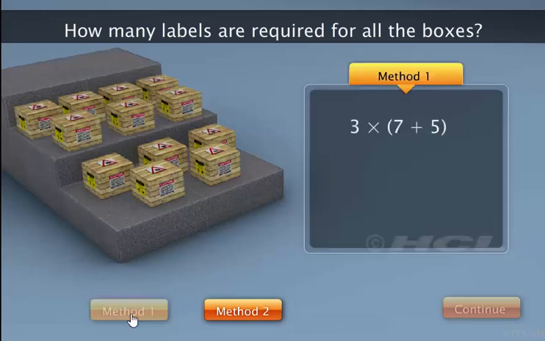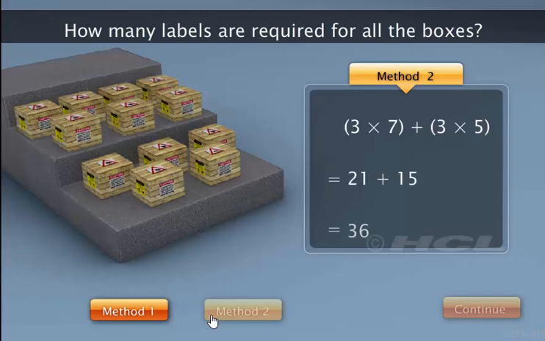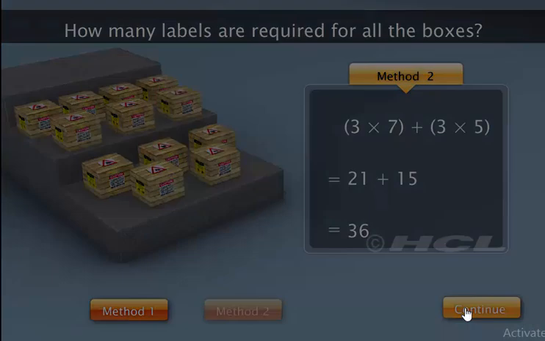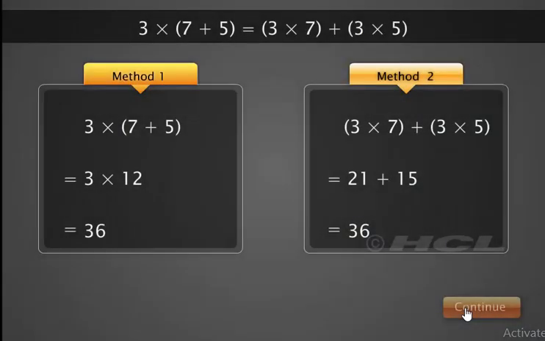We first find the sum and then we find the product. We first find the products and then find their sum. As you can see, the result is the same regardless of the method you chose.